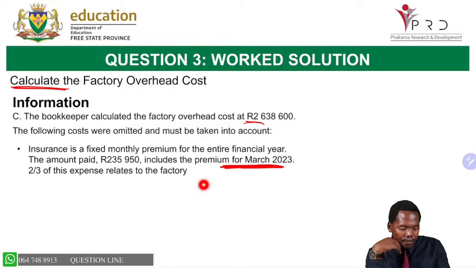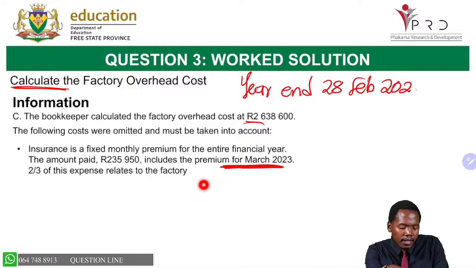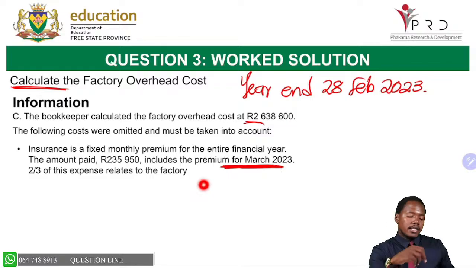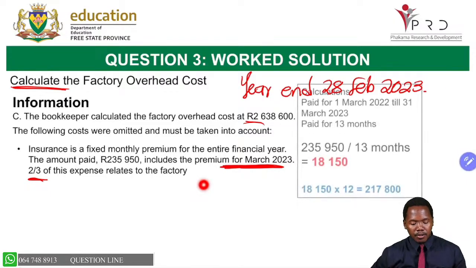Now, there we have our problem. Remember, you must always have your year end. Year end is 28 February 2020. I'm going to erase this so that we show how this is done. Two-thirds of this expense relates to the factory. Let's look at how this is supposed to be done.